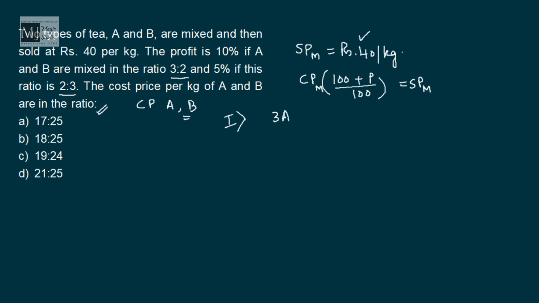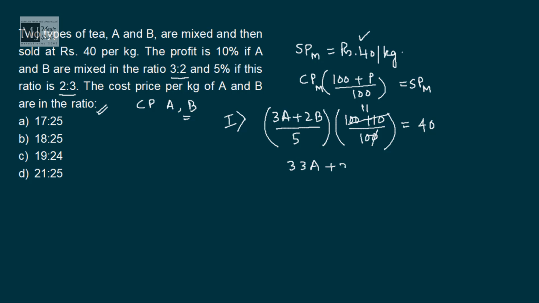So can I say (3A + 2B)/(3 + 2), which is 5, is the cost price of the mixture, into (100 + 10)/100 is equal to the selling price of the mixture, that is 40. This is 110, so let me make it 11. So I have 33A + 22B = 400 into 5, which is 2000. That is the first equation we have.